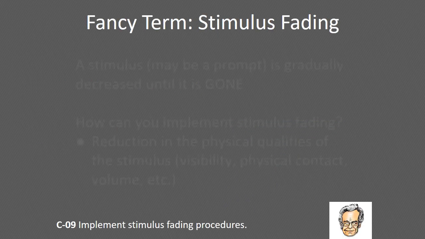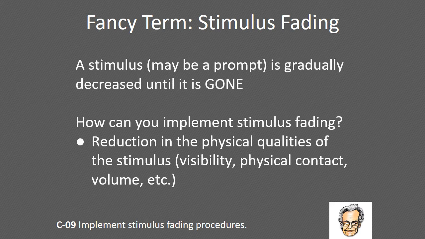Stimulus fading. A stimulus, maybe a prompt, is gradually decreased until it is gone. How can we implement stimulus fading? Reduction in the physical qualities of the stimulus. Visibility, physical contact, volume, etc.